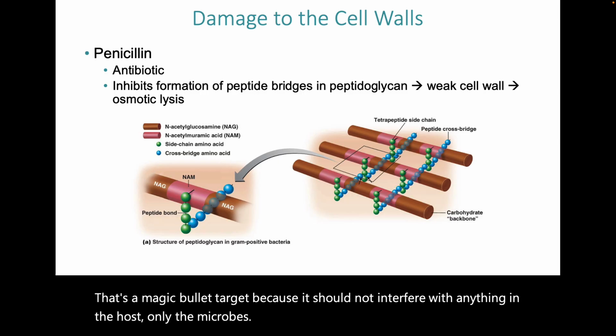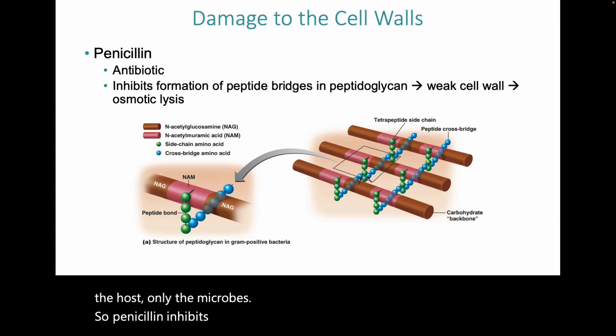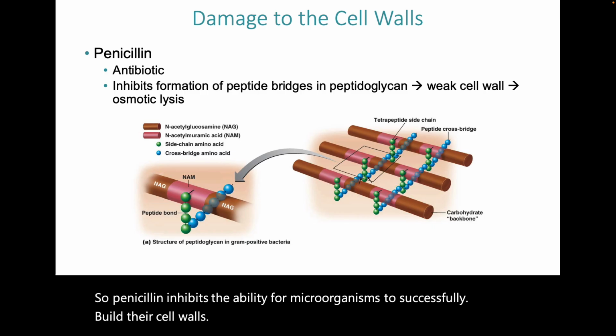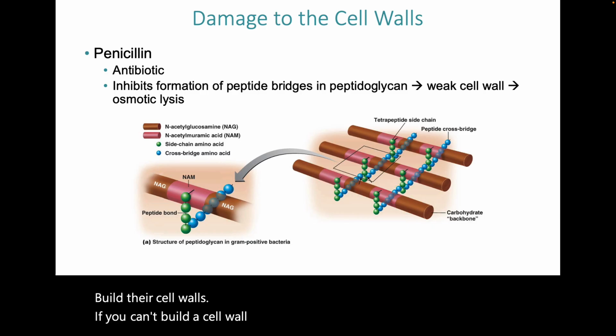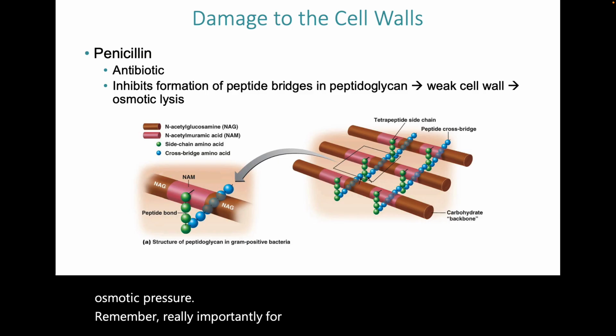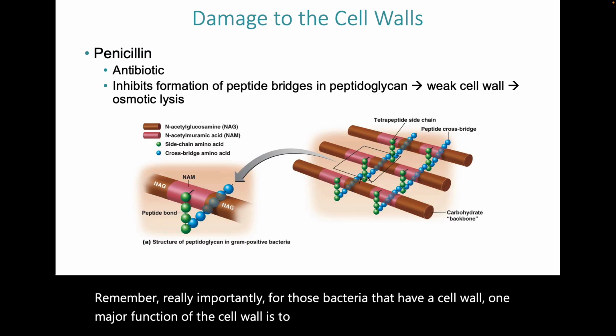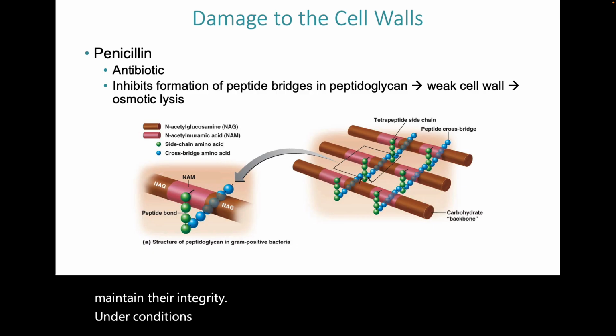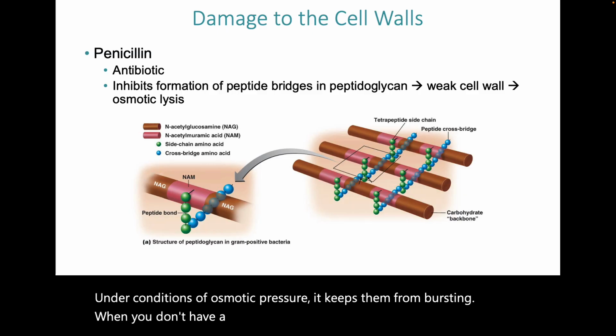So penicillin inhibits the ability for microorganisms to successfully build their cell walls. If you can't build a cell wall, right, they eventually will lyse because of osmotic pressure. Remember, really importantly, for those bacteria that have a cell wall, one major function of the cell wall is to help them maintain their structure and maintain their integrity under conditions of osmotic pressure. It keeps them from bursting. When you don't have a cell wall, you are probably going to burst.